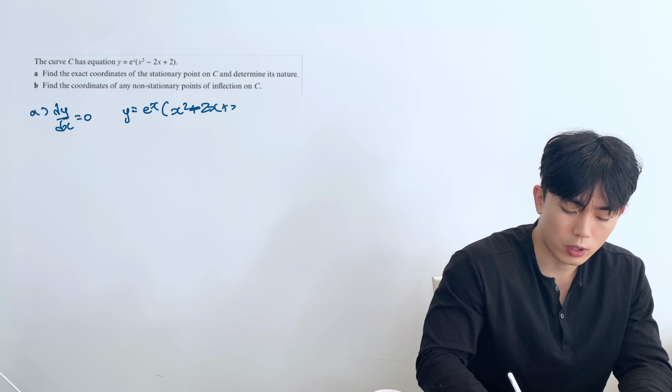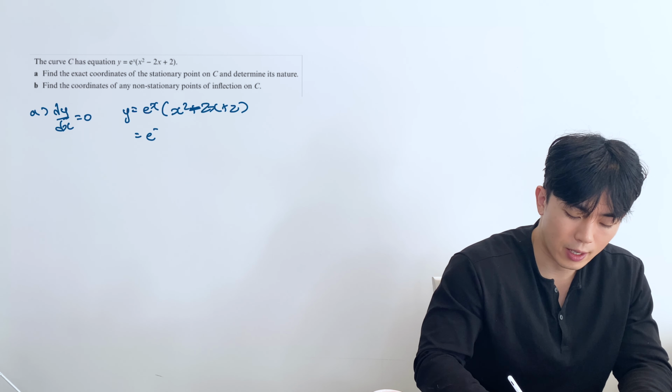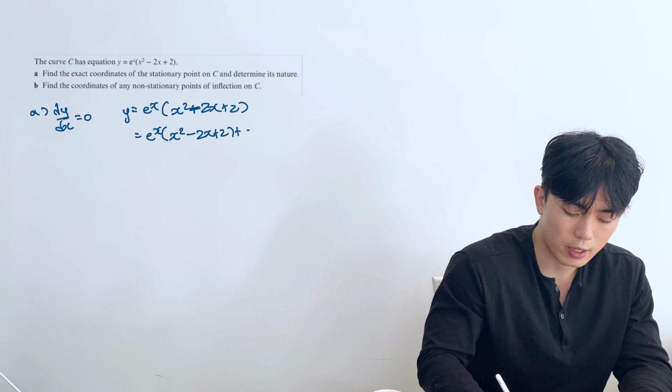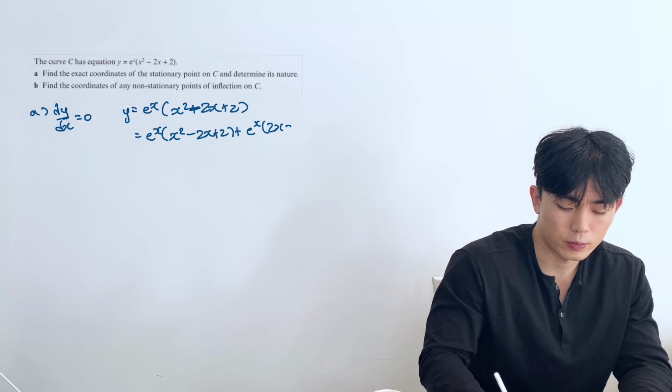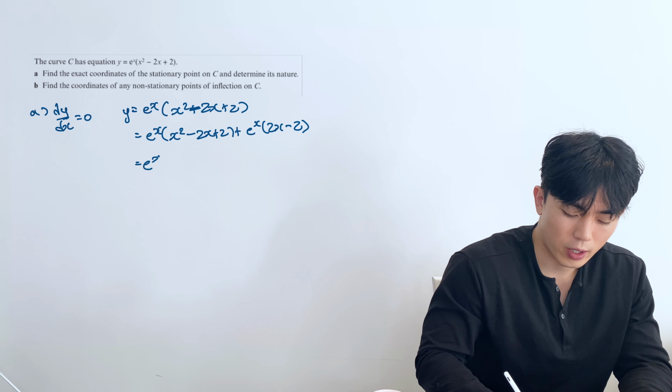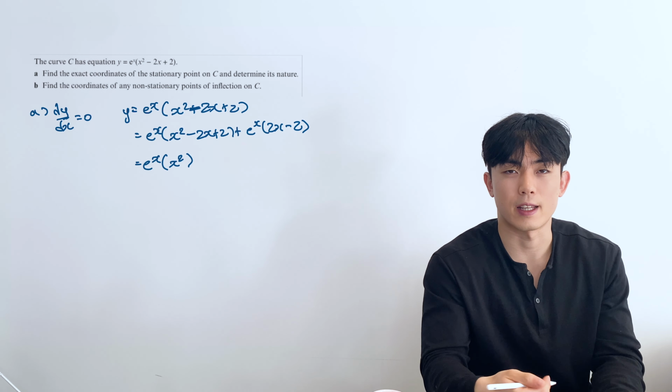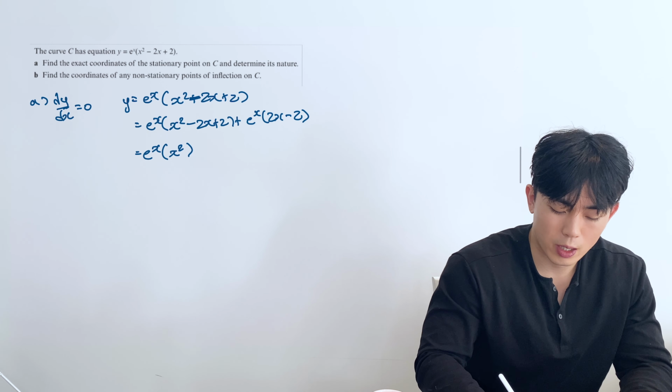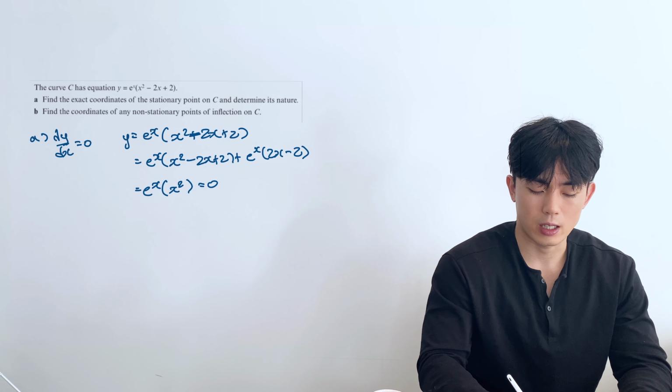So we can use the product rule because we have two functions. So we have e to the x, x squared minus 2x plus 2, plus e to the x, 2x minus 2, which we can simplify a bit further. So we get e to the x and then just x squared here because the 2x's and the 2's cancel out, right? And so we equate this to 0 and we try and find the x position.